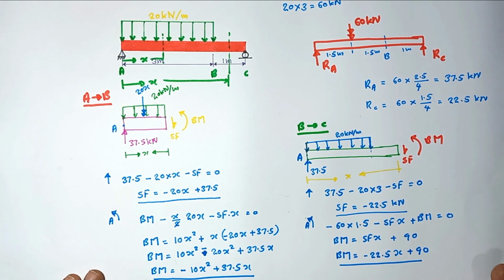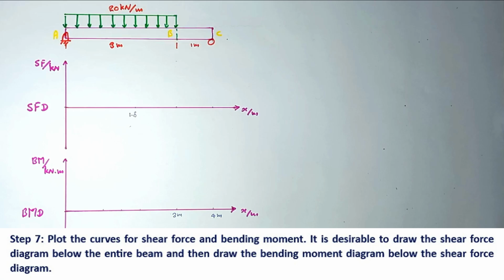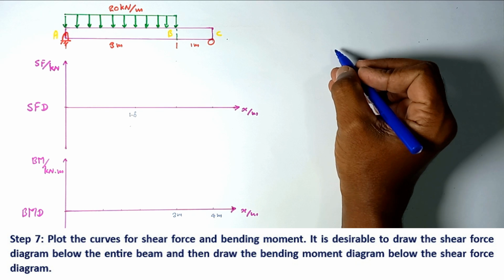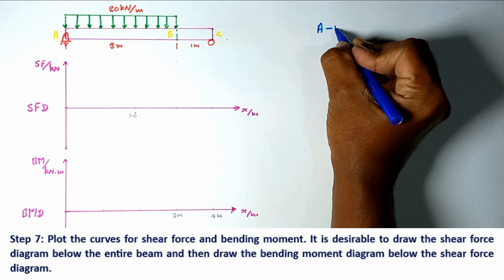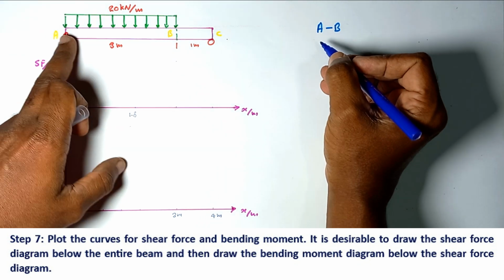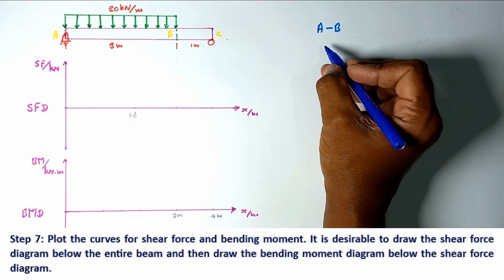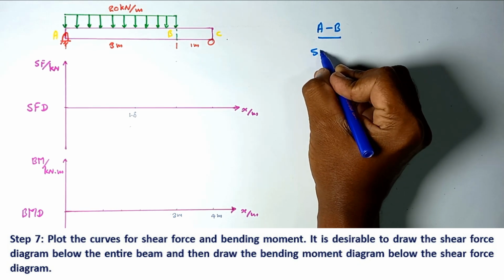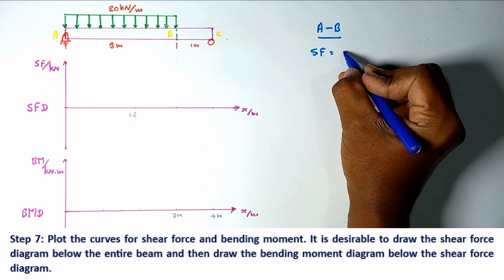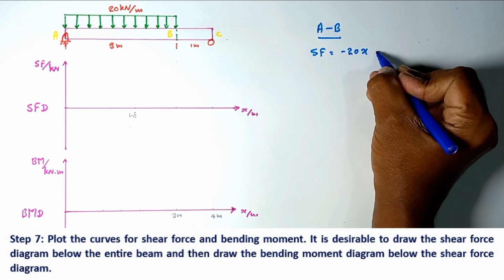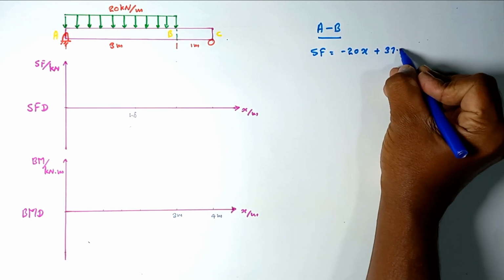Okay, now we can draw the shear force and bending moment diagram. Let's see how to draw it. In this problem, we are ready to draw the diagrams, as we have already obtained the shear force and bending moment equations. For the A to B region, the obtained shear force equation is minus 20x plus 37.5 kilonewton.